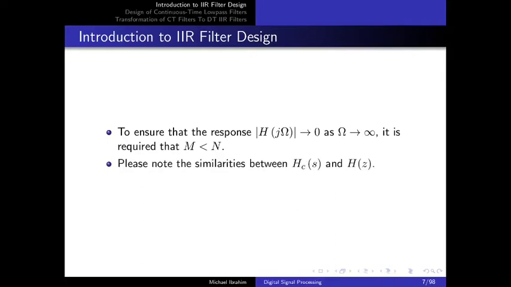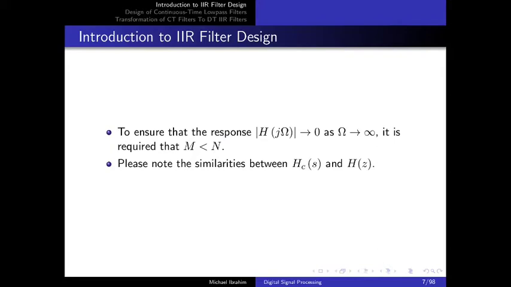And now we can observe some similarities between h continuous of s and h of z. Both are rational functions, both have poles and zeros, both have conditions on the poles for causality and stability. For a discrete time system to be causal and stable, all poles must be inside the unit circle. And for a continuous time system to be causal and stable, all poles must be in the left half plane of the s domain.